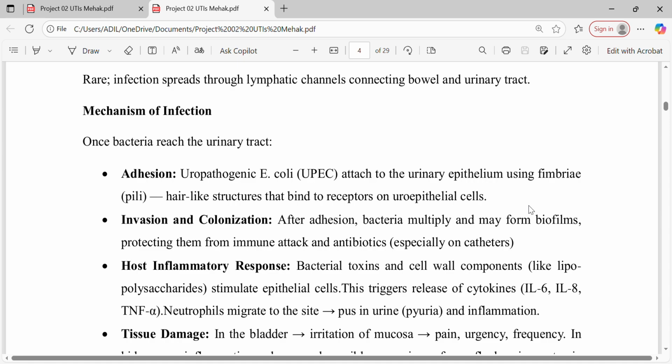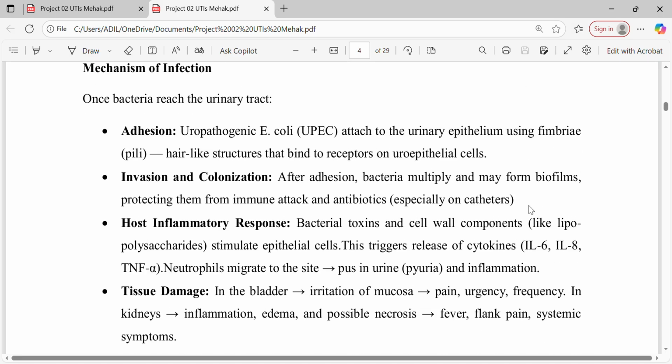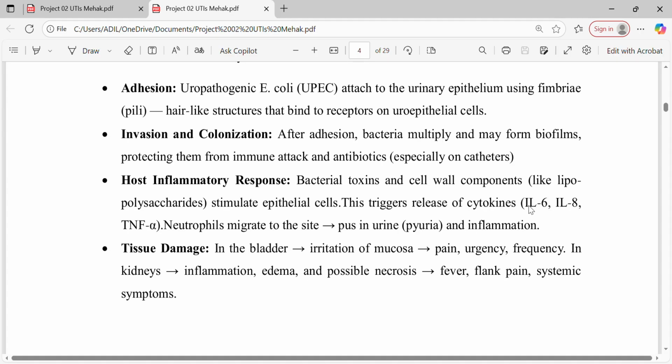Host inflammatory response. Bacterial toxins and cell wall components stimulate epithelial cells. This triggers the release of cytokines. Neutrophils migrate to the site, causing pus in urine, and inflammation. Tissue damage. In the bladder, irritation of the mucosa, pain, urgency, frequency. In the kidneys, inflammation, edema, and possible necrosis, fever, flank pain, systemic symptoms.